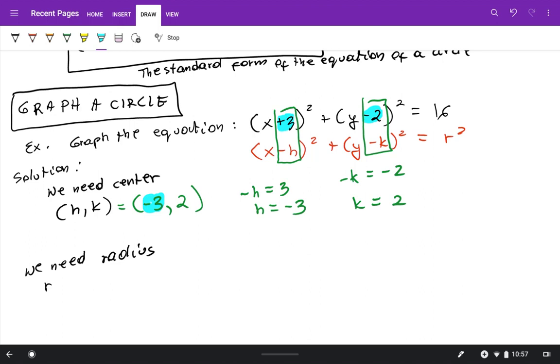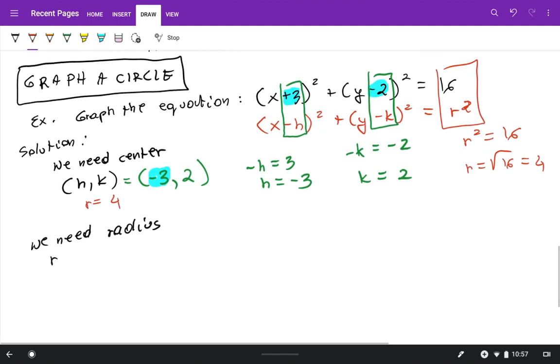Okay, now radius. Let's talk about radius. What we know about radius, from the formula, is that r squared represents 16, so r squared is equal to 16. So to get the radius, you will just need to take the square root of 16, which is 4. So the radius is 4.